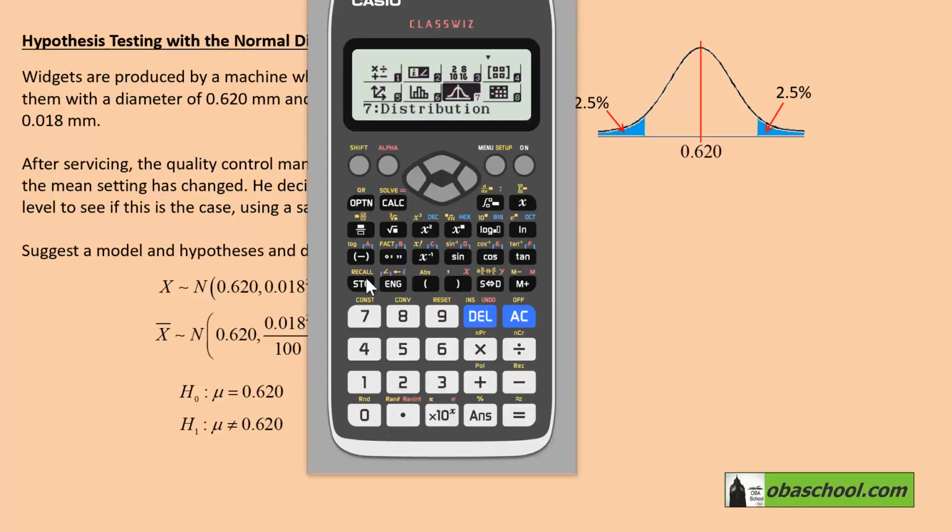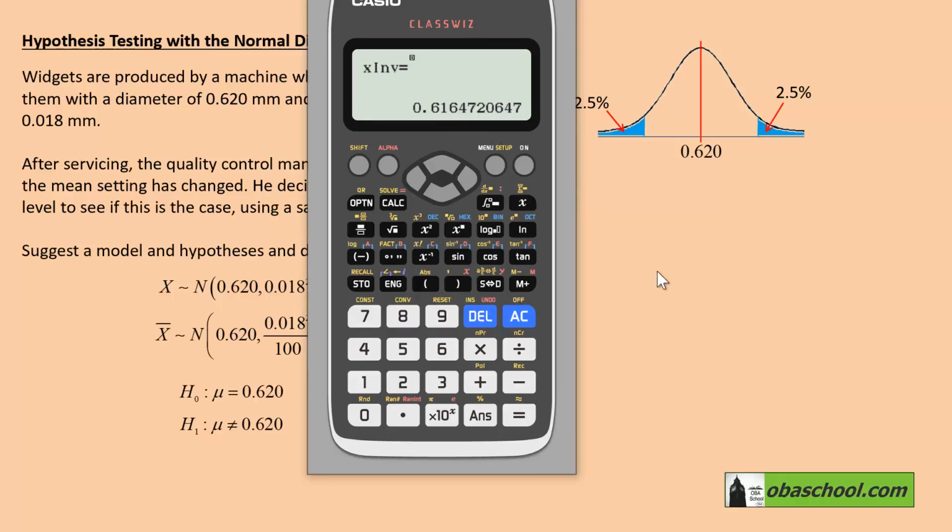So bringing in the calculator and inverse normal, we want this area to be 0.025. The sigma, as we mentioned, is 0.018 divided by 10, so that's going to be 0.0018. And the mean is 0.620, so 0.62. And that gives us 0.616.